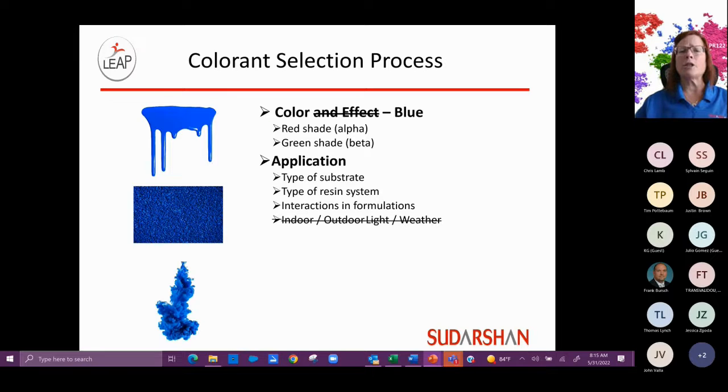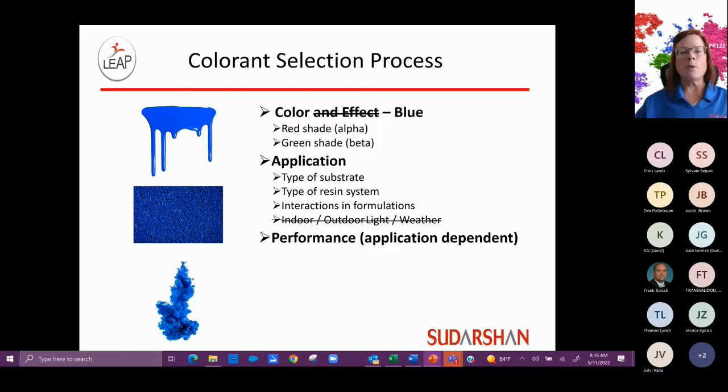In terms of the application, you still have to consider what kind of substrate you're using, what type of resin system it's going into, and then any potential interactions within the formulation. I've crossed out indoor, outdoor, light, and weather fastness primarily because all of the CPC Blues are equal and very good in this area, but it is something to consider.